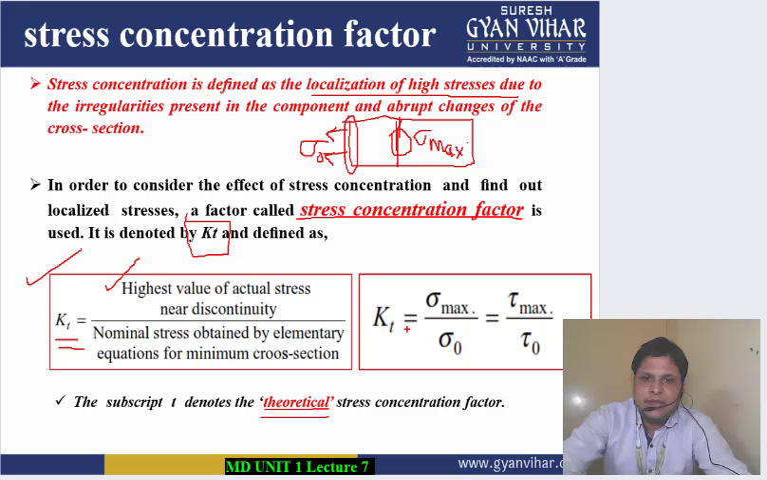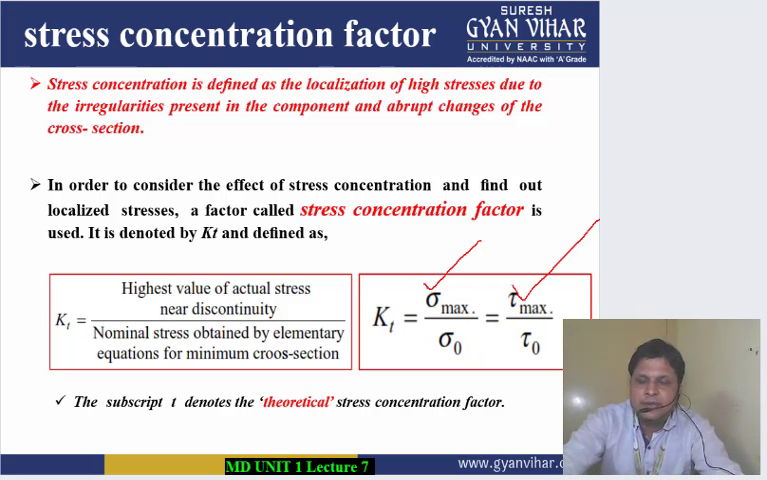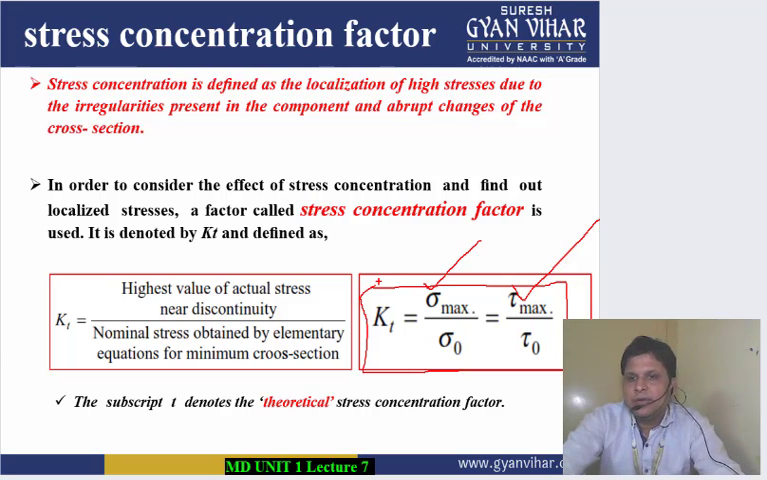Sigma max means the maximum stress available near the discontinuity, divided by the normal or nominal stress obtained by the elementary equations for the minimum cross section. This gives you the value of the stress concentration factor. It is very important; you should know the formula. KT is equal to sigma max upon sigma naught in case of normal stresses, and in case of shear stresses it is equal to tau max upon tau naught. This formula will be used in the numericals which we will solve later on.